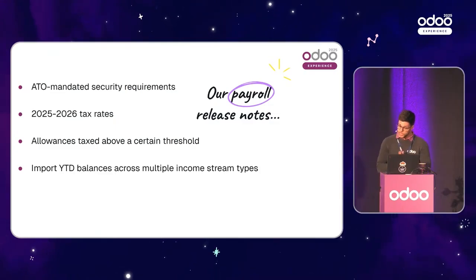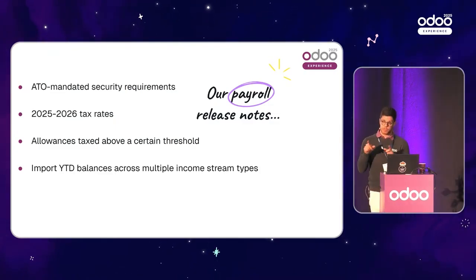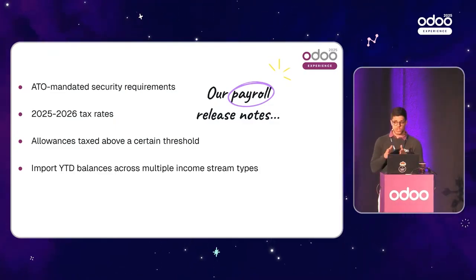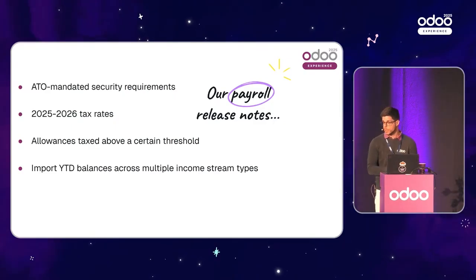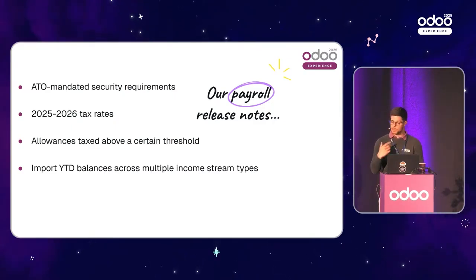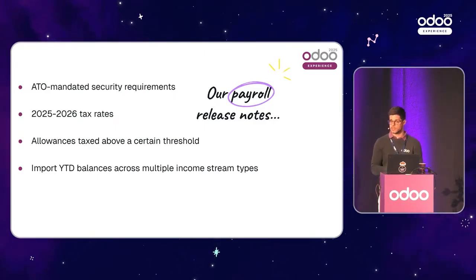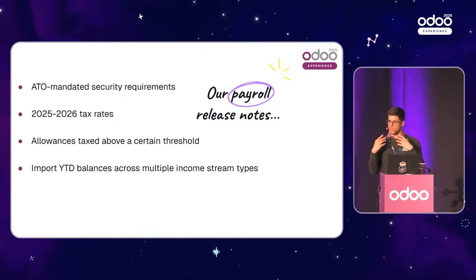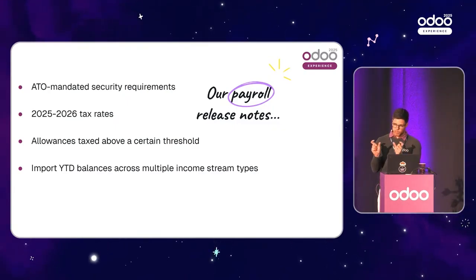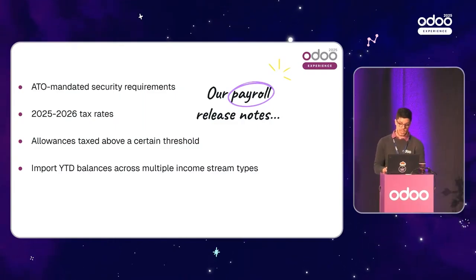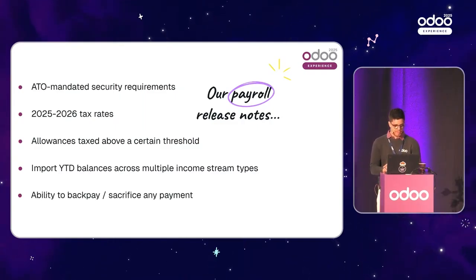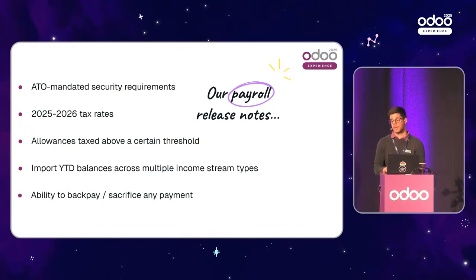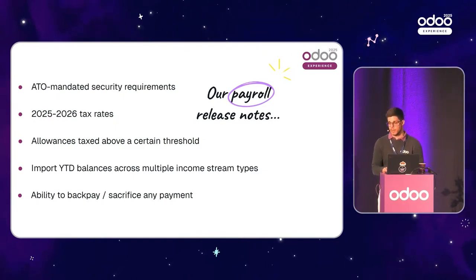You can import your year-to-date balances when you switch from another software to Odoo across multiple income stream types. So what exactly does that mean? Let's imagine you hire someone in July that starts as a working holiday maker and they switch to be a normal employee with salary and wages. You can now import both types of year-to-date and be compliant with the ATO. And finally, you have the ability to back pay or salary sacrifice any payment.